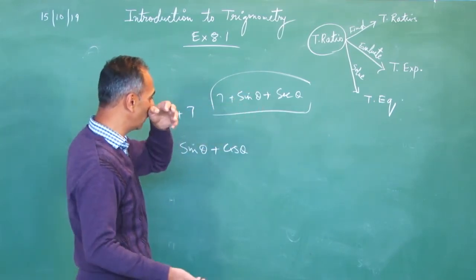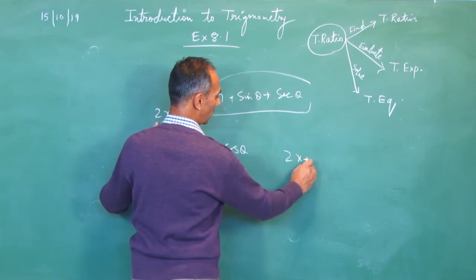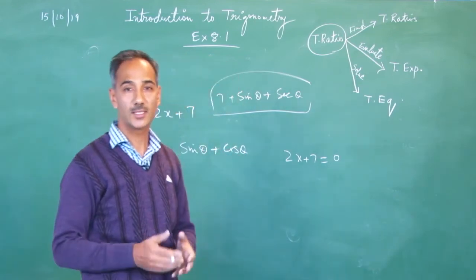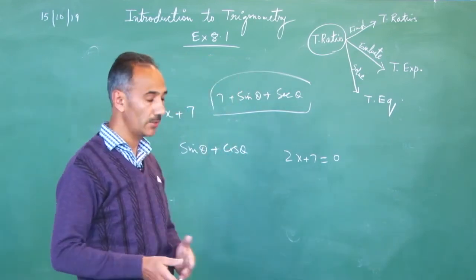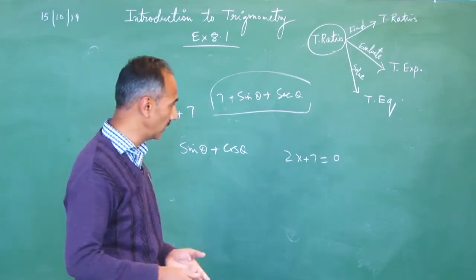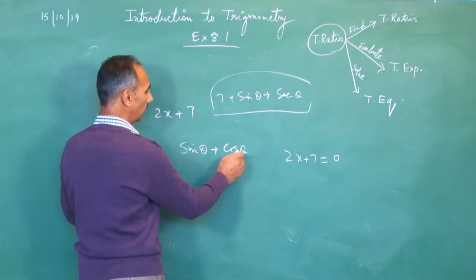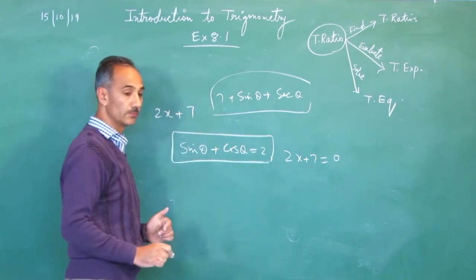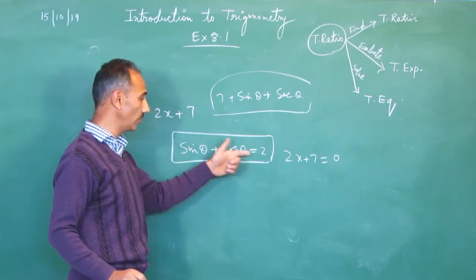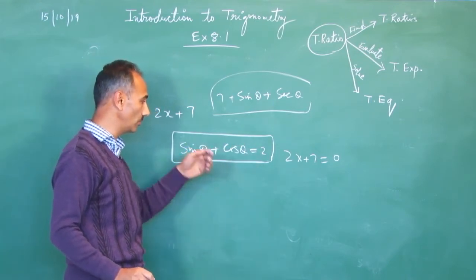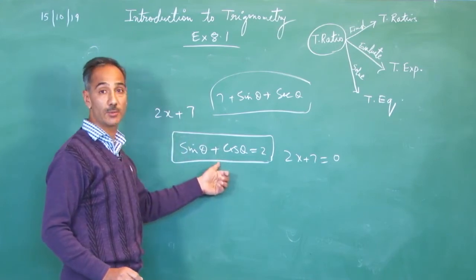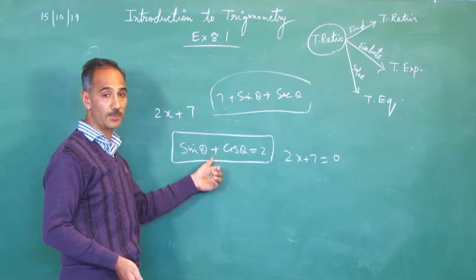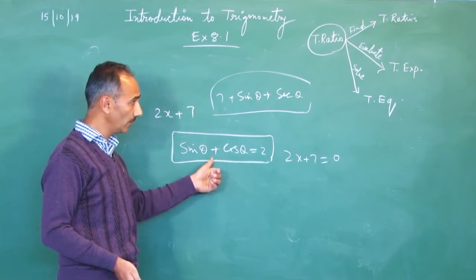Okay, now let's move on to equation. For example, if I take the same expression, 2x plus 7 equated to 0. This is my equation, 2x plus 7 equal to 0. This is an algebraic equation. It's a linear equation, and when you solve it, you get the value of x, the variable. Now, sine theta plus cos theta equal to maybe 2. So this expression, when equated to some number, 2, is my trigonometric equation. And equations we solve. If I'm asked to solve this equation, that means I'm asked to find the value of the variable.